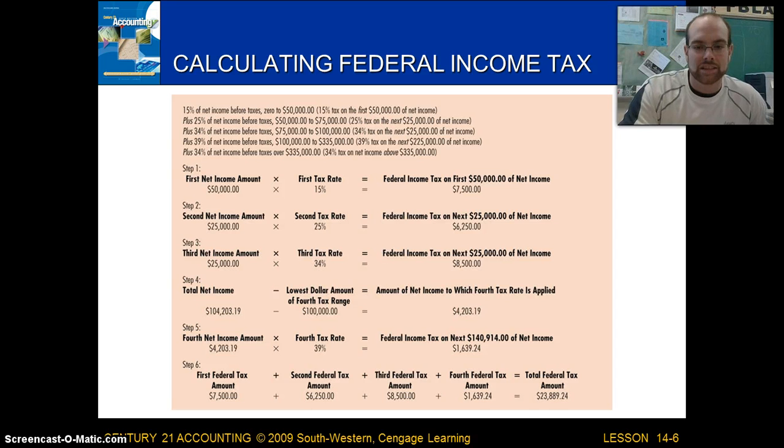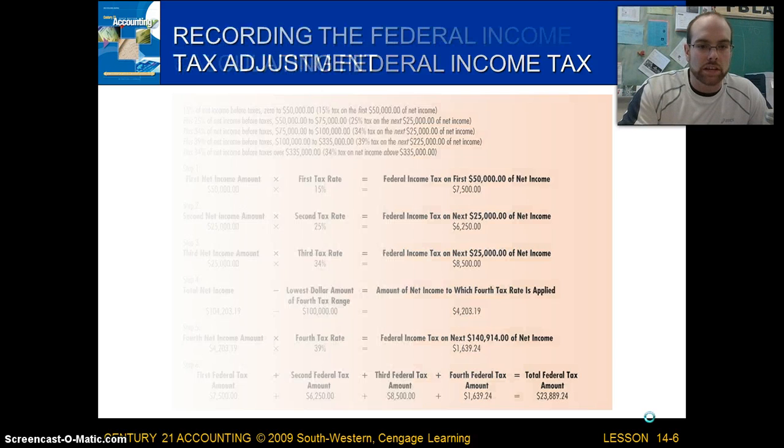And if you take a look, this is the worksheet that I would strongly suggest. It is also located in your book on page 428. Take a look at that. What we have here is 15% of net income before taxes, 0 to that, tax on the first, and all these just basically come down to what exactly is going to be our tax bracket here.